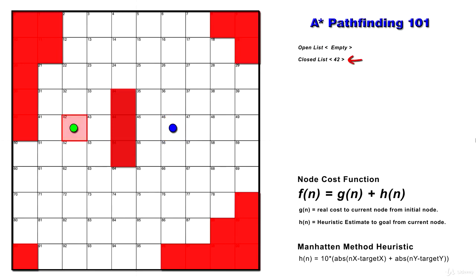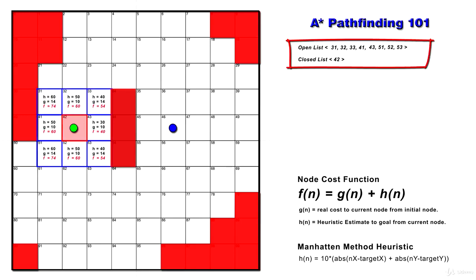You'll notice in the actual grid that once I process a node, I give it a red border, so we can easily see just by looking at it which nodes have been processed and are in the closed list. So with node 42 added to the closed list, we now need to examine each of its 8 neighbors, calculate their H, G and F scores, and add them to the open list as well. As you can see, the open list now contains nodes 31, 32, 33, 41 and 43, and 51, 52 and 53. And in the grid diagram you can see the H, G and F scores that were calculated for each of these nodes.